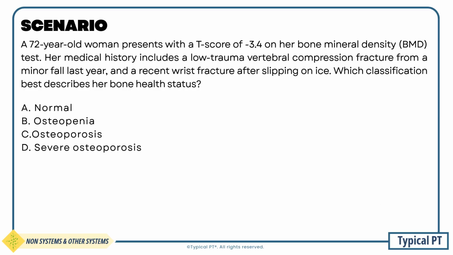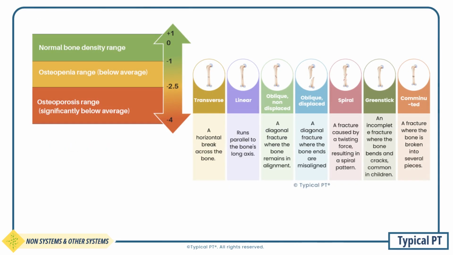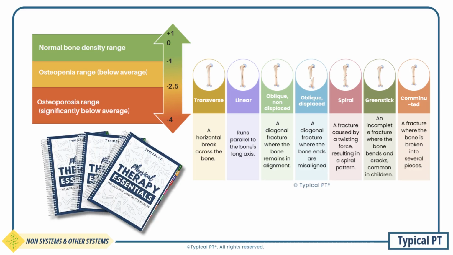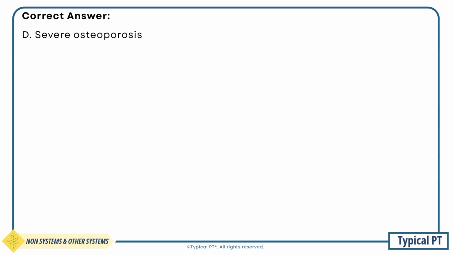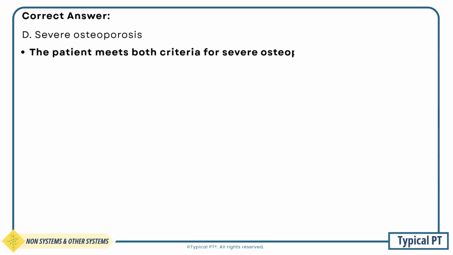Welcome back. The correct answer is choice D, severe osteoporosis. Before we break down the explanation, I want to mention that the infographic shown here is from the Physical Therapy Essentials book from Typical PT. You can find this diagram and other helpful resources inside that book. Going back, D is the correct answer as the patient meets both criteria for severe osteoporosis.